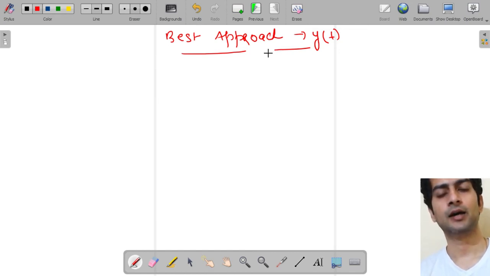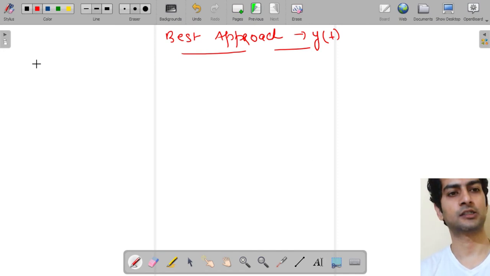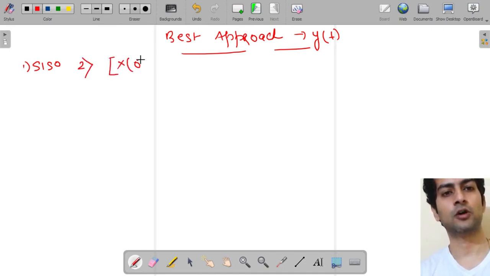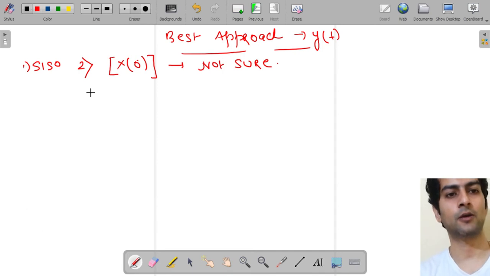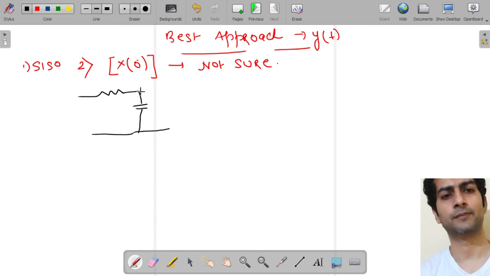But if you have a CISO system, but you are not sure about the initial condition, whether it is 0 or not 0, then what will be your best approach? Suppose, let's take an example of an integrator.